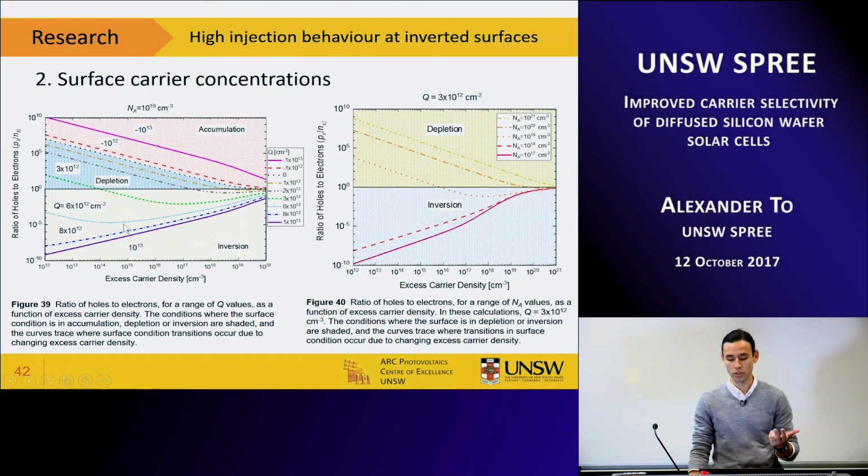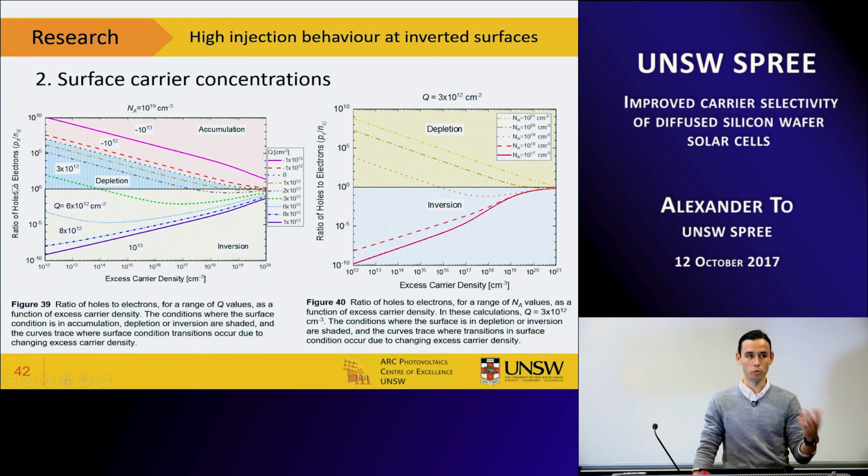But then if you take it a step further and look at how this affects your surface carrier concentrations, you can come up with some funky plots on the ratio of holes to electrons. So this is essentially showing, are you in accumulation, depletion, or inversion? So to try and make sense of this, over here you have more holes than electrons. Down here you have more electrons than holes. So we're looking at a p-type surface, which means in this region you're either accumulated or depleted, and in this region you're inverted.